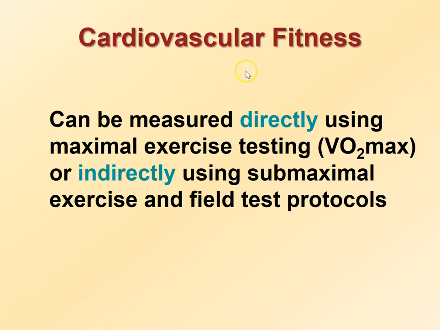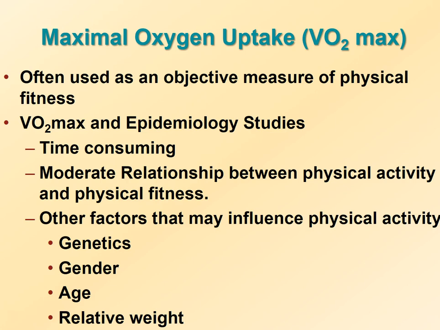Cardiovascular fitness can be measured directly using maximal exercise testing, VO2 max, or indirectly using submaximal exercise and field test protocols. Because physical activity is difficult to measure, maximal oxygen uptake or VO2 max is often used as a proxy measure of physical activity. However, VO2 max is actually a measure of physical fitness, not physical activity. Those who are more active and expend more energy tend to have higher fitness levels.